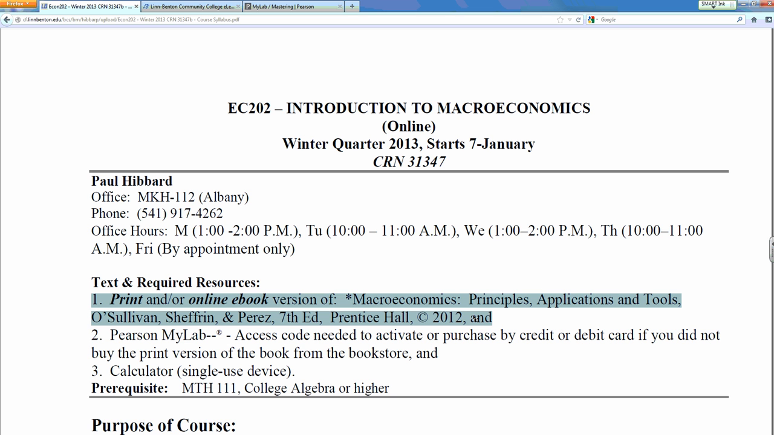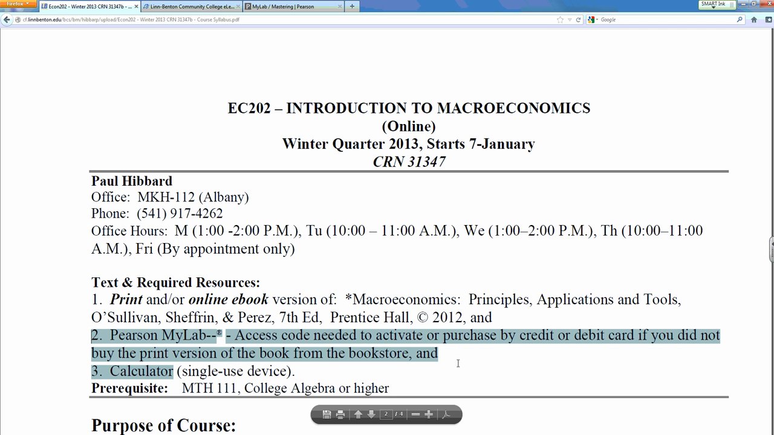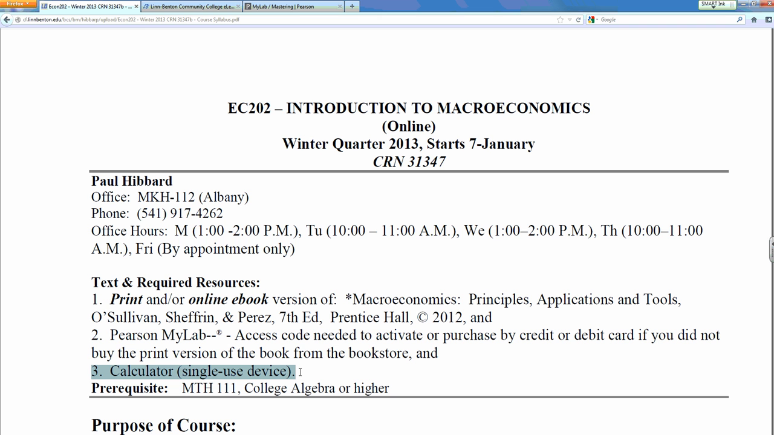I recommend that if you do buy it outside the bookstore here at LBCC, make sure that you have the Pearson access code to access the online work. If you don't have this code, you won't be able to take the exams and do the online homework. So please get the access code with the textbook. You also need a calculator for the course. The calculator will be used for homework and exams and so on. The prerequisite for the course is Math 111, although if you have a Math 95 background, I have taken students with Math 95.